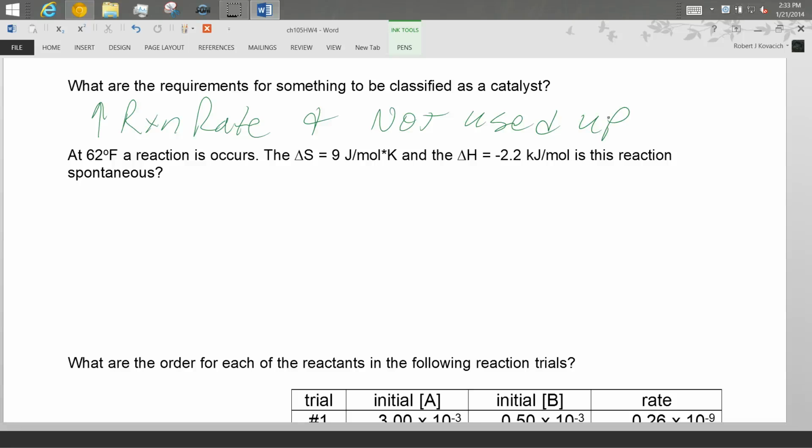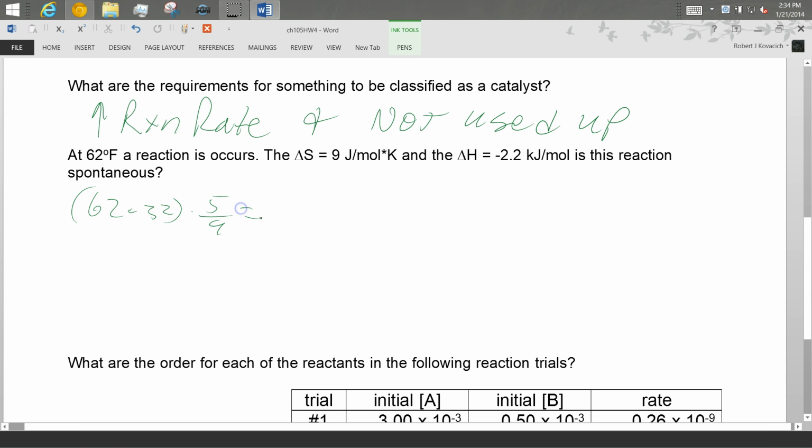62 degrees Fahrenheit, delta S, delta H, blah, blah, blah, spontaneous reaction. Okay, so 62 degrees, first thing I'm going to have to do with that is minus 32, and then multiply by 5/9. Does anybody have a number for that?